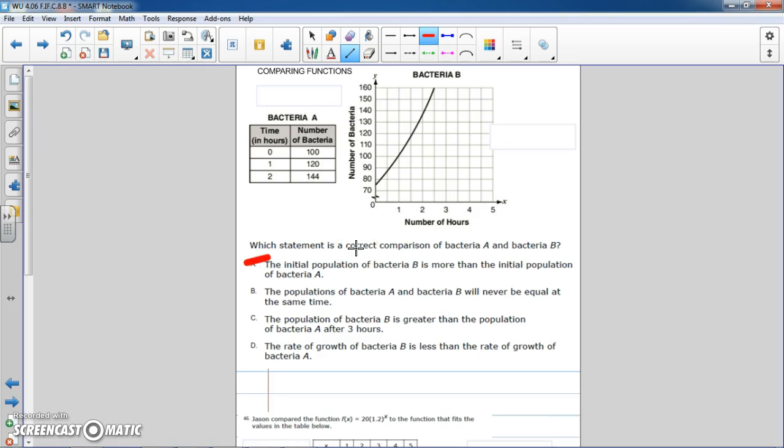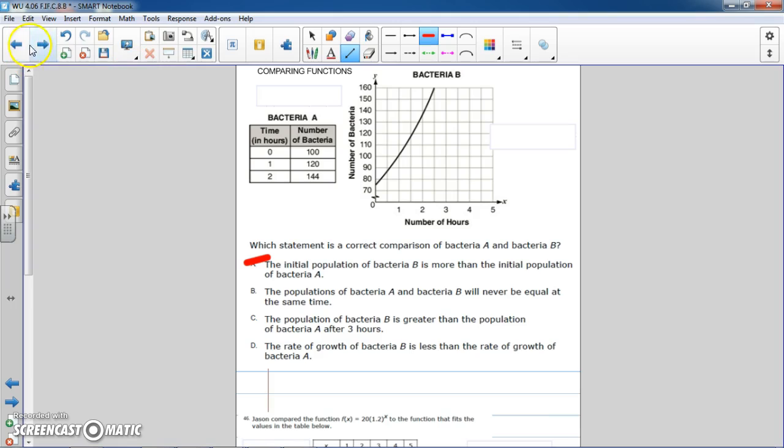All right. B says the populations of bacteria A and bacteria B will never be equal at the same time. Well, on our table and our graph, we don't have a lot of information to see if they will never be equal at the same time. So we need to do some regression in our calculator, look at the tables, and then determine will they ever be equal at the same time.